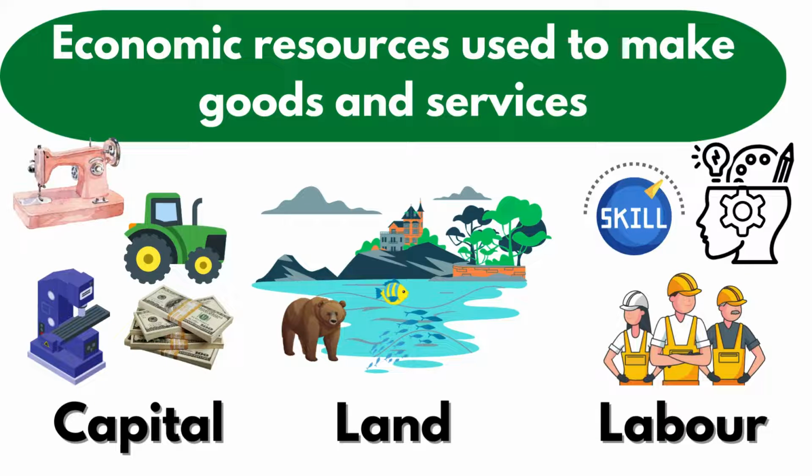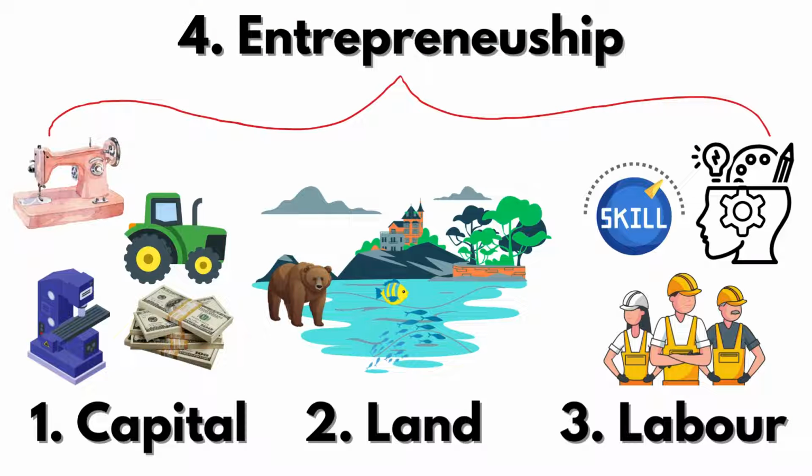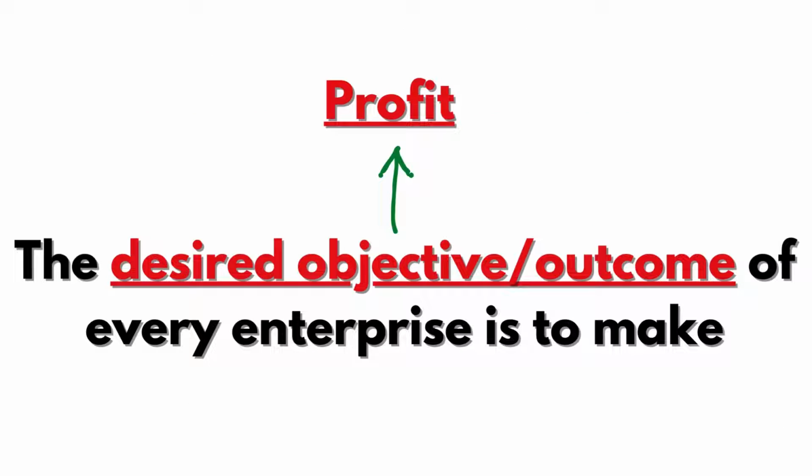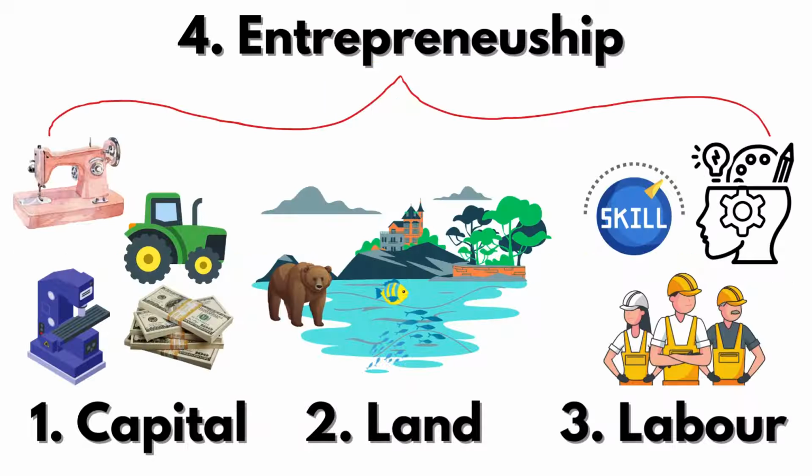And the last economic resource is entrepreneurship, which refers to the ability and skills needed to combine all the resources to make a product or service and sell it to make a profit. The profit is the desired outcome. Let us take a quick look at the resources needed to start a bakery business. Remember, the resources we need fall under 4 categories: capital, land, labor, and entrepreneurship skills.